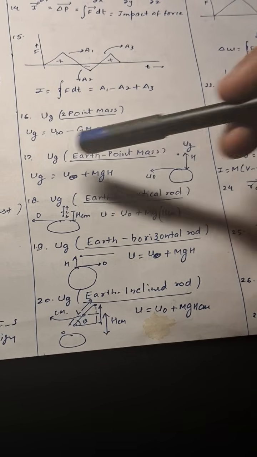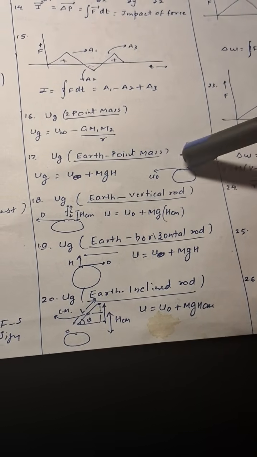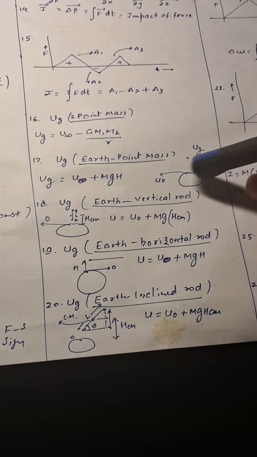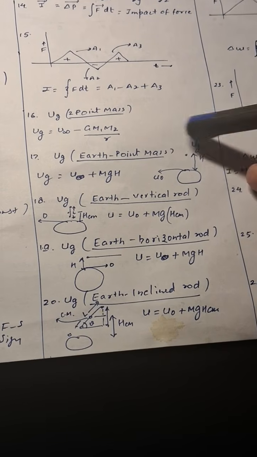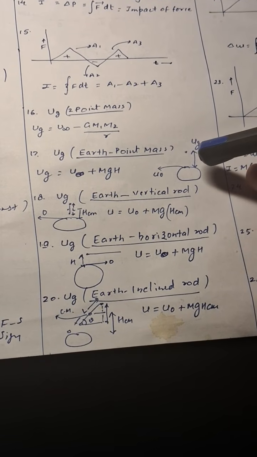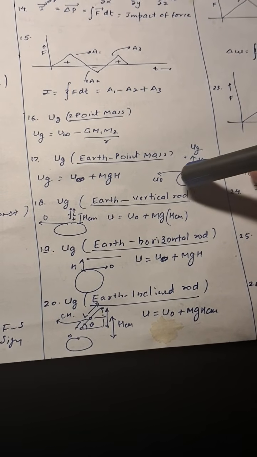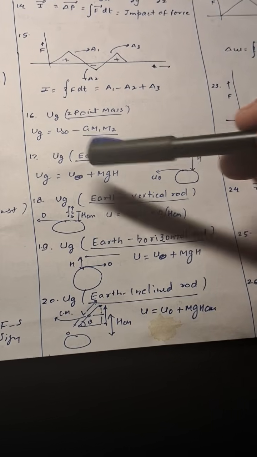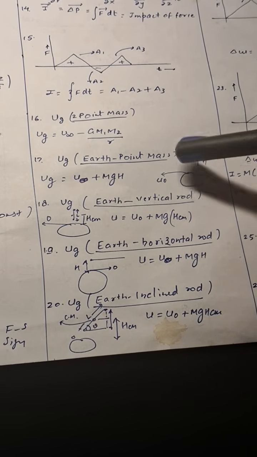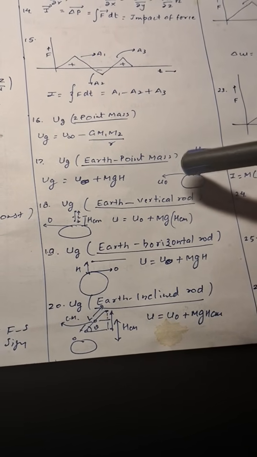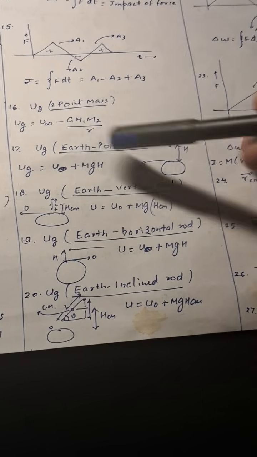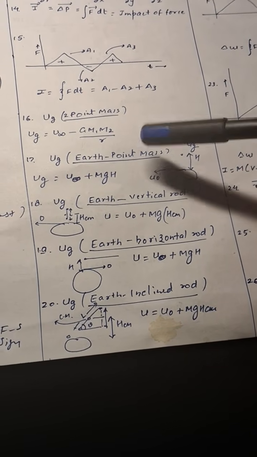Now we have potential energy for earth and point mass. Suppose there is a point mass which is at a height of h from the surface, and we need to calculate the potential energy of the earth and point mass system. And the reference, we have taken potential energy as U0. So Ug is equal to U0 plus mgh. Here I assume that acceleration due to gravity is constant. So that is how it can be related.